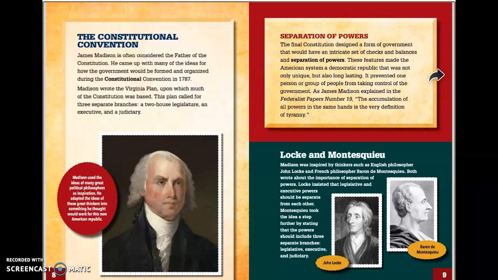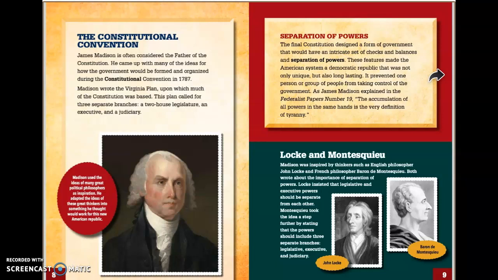This plan called for three separate branches: a two-house legislature, an executive, and a judiciary. Madison featured here. The caption reads, Madison used the ideas of many great political philosophers as inspiration. He adapted the ideas of these great thinkers into something he thought would work for his new American Republic.